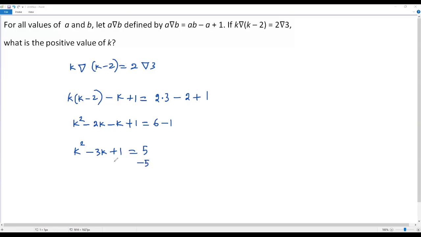Okay, now let me subtract 5 from both sides. When I do so, this positive 5, negative 5 will cancel out. Then I'm getting K square, negative 3K, negative 4 equals 0. Okay, now I got a quadratic equation in standard form. I think this quadratic equation can be solved by factoring.